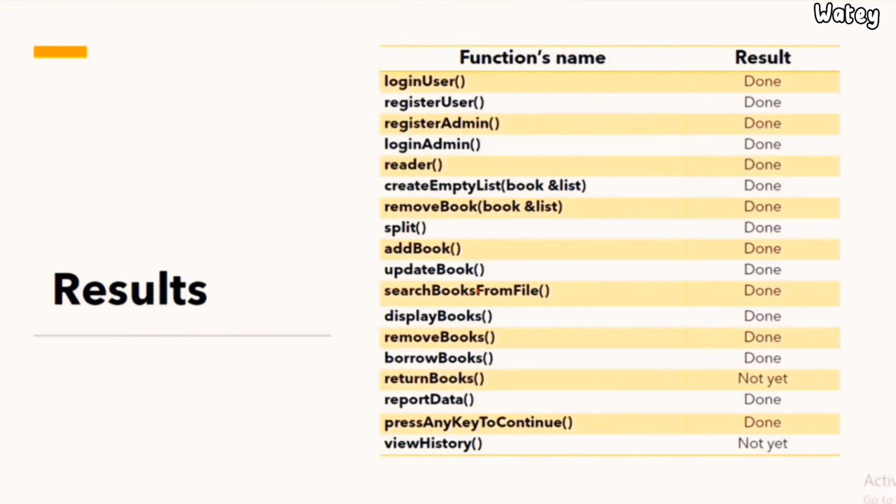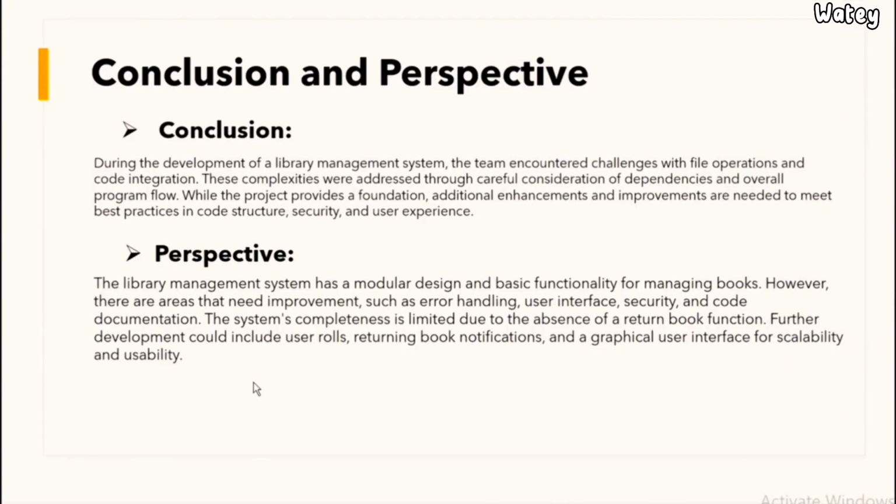I would like to continue on my part, and this is the result. For result, our team has done a lot of functions, and in this version we also updated some functions to complete our project. But we also have 2 functions that are not yet done. And next is conclusion and perspective.